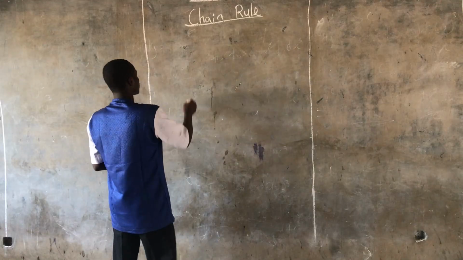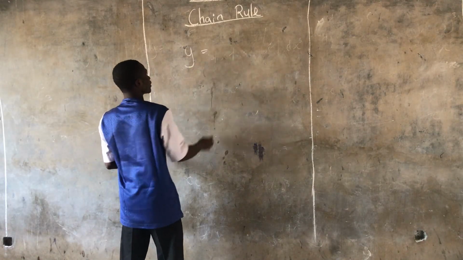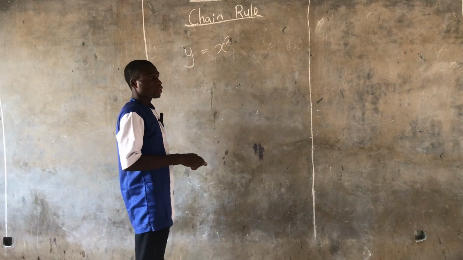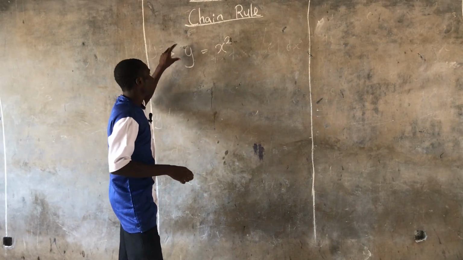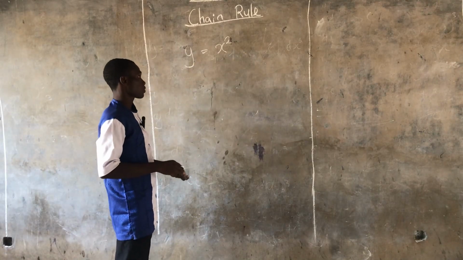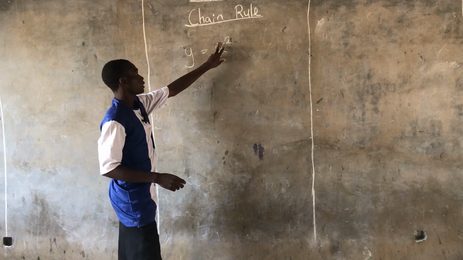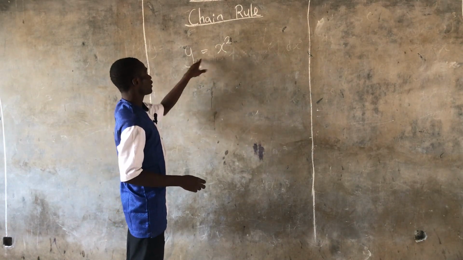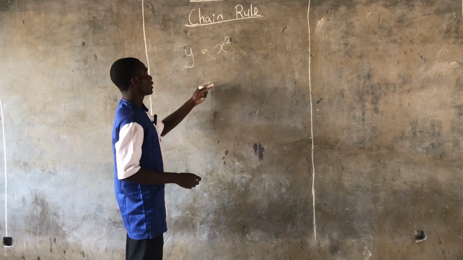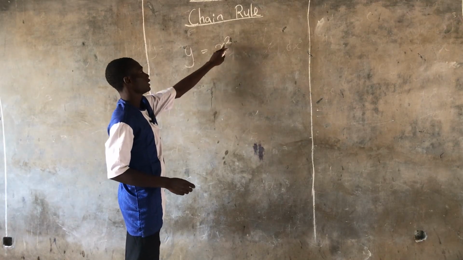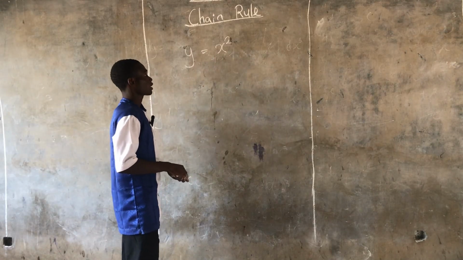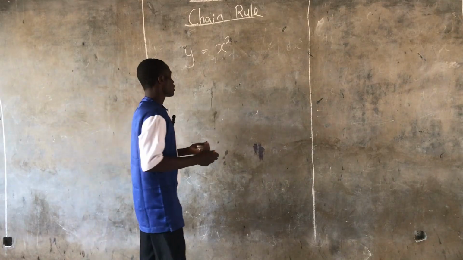Let's say y is equal to x raised to power 2. We can use the general rule to solve this question. Differentiating y with respect to x, dy over dx is what? We bring down the power, multiply, then subtract 1, or reduce the power by 1. So the final answer will be 2x, isn't it?